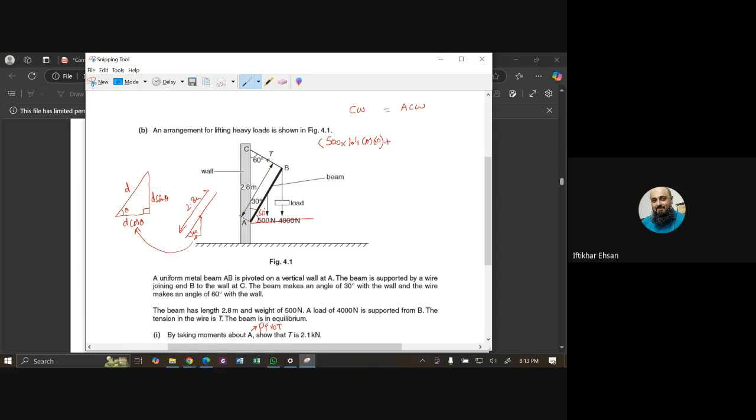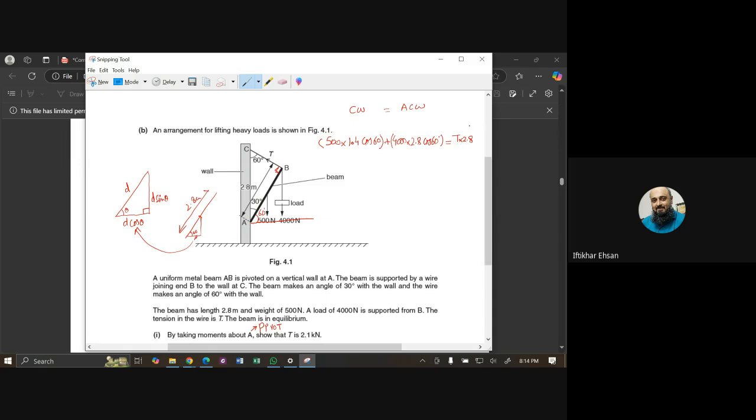We have another clockwise force, that is 4,000. And for 4,000, the perpendicular distance, the hypotenuse is 2.8. So it will be 2.8 times cos 60. And anti-clockwise is the tension. Let me tell you, the tension is making 90 degrees here. How would I know this? 30 and 60, the third angle will be 90 degrees. So already 2.8 is the perpendicular distance from the pivot. So we multiply T simply with 2.8.